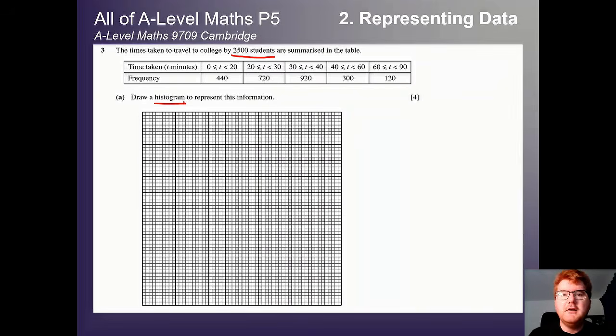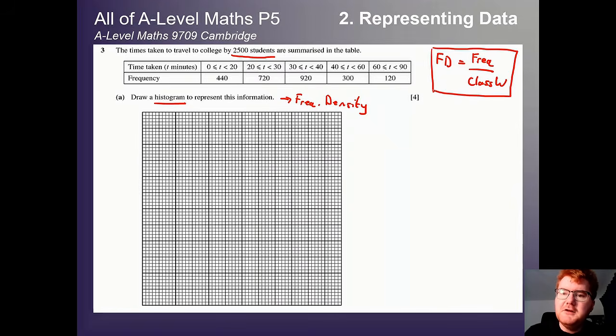Okay, important topic on this course. As soon as you see the word histogram, I'm thinking to myself, I need to be talking about frequency density. That is the phrase that is linked with histograms. And in order to work out the frequency density, there is a formula that you need to know, which is the frequency density is equal to the frequency divided by the class width. So you need to know this formula as soon as you see histogram. This is the formula that should be going through your mind at this point.